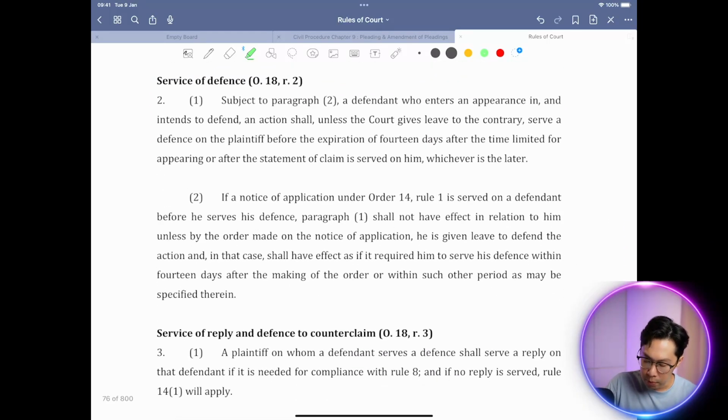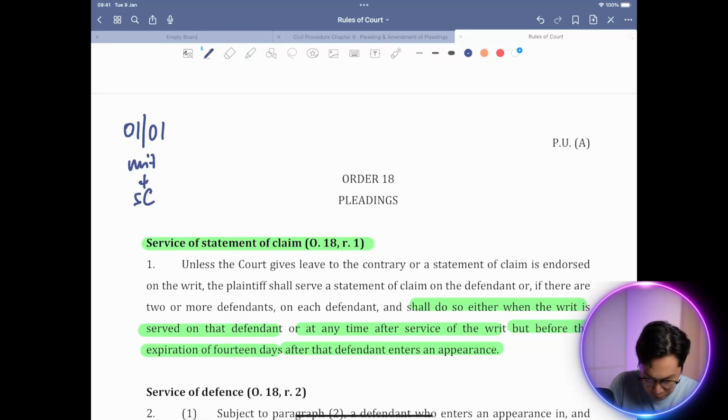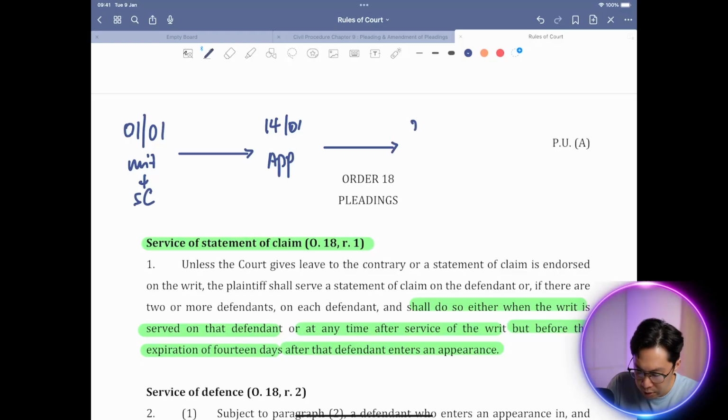Subject to paragraph 2, a defendant who enters appearance and intends to defend shall, unless the court gives leave to the contrary, serve a defense on the plaintiff before the expiration of 14 days after the time limited for appearing or after the statement of claim is served on him, whichever is later. So depends whether your statement of claim is served later or the appearance comes later, 14 days after that. In case you are still confused, let's say it's like this: 1st of January, writ plus statement of claim. Then after that, you must enter appearance within 14 days, isn't it? After that, the statement of defense. Who serves the statement of defense? Defendants. Okay, it's like that.